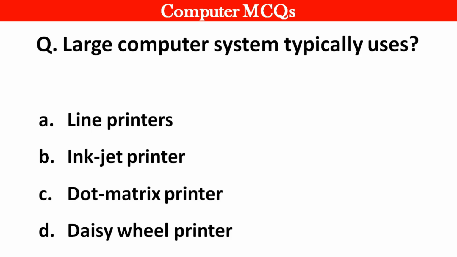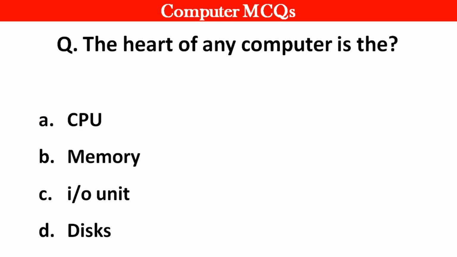Next question. Large computer systems typical uses. Right answer is options A, line printer. Next question. The heart of any computers is the. Right answer is options A, CPU.